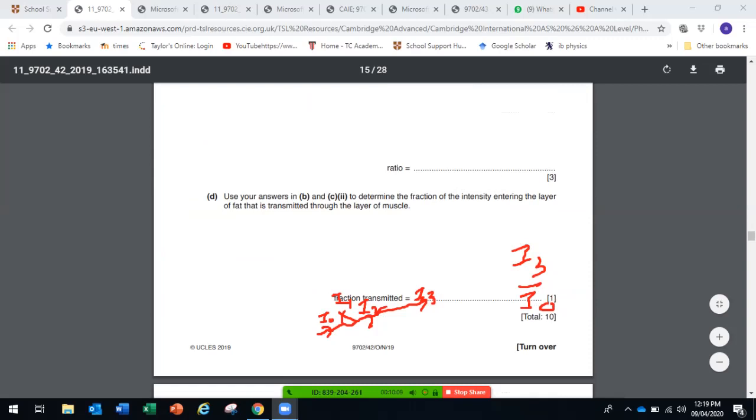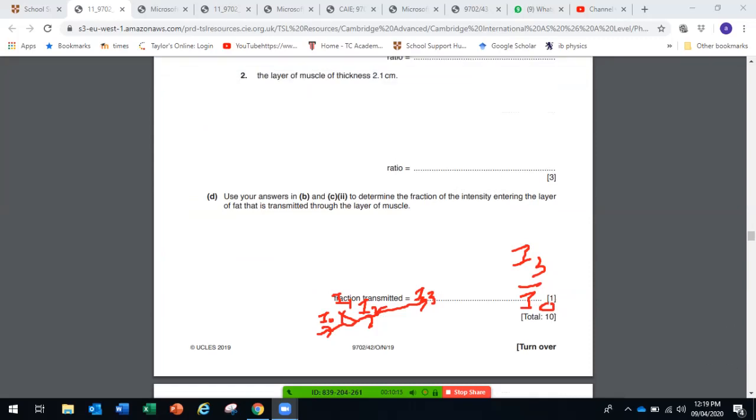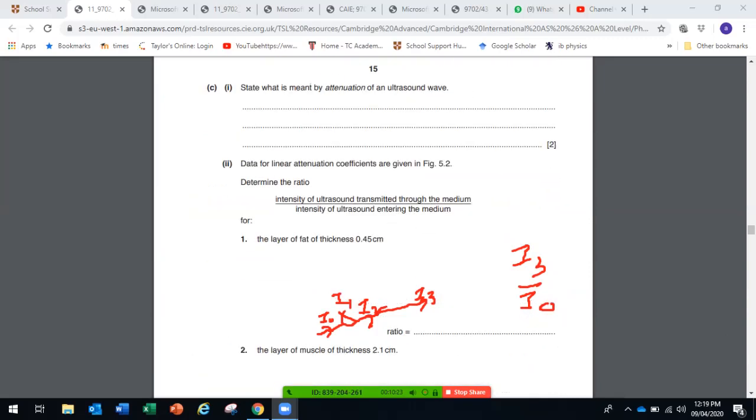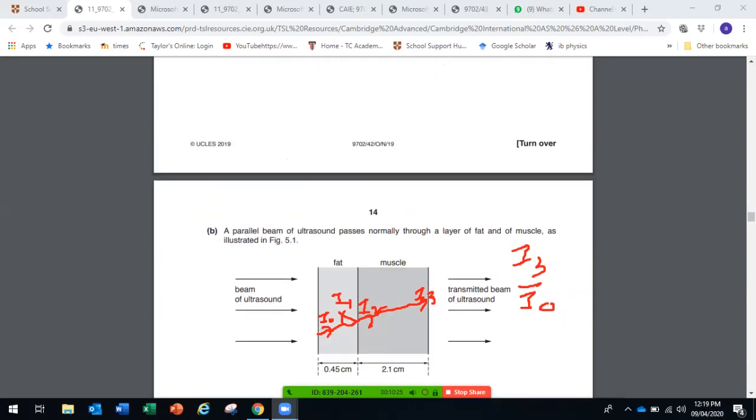Determine the fraction of intensity entering the layer of fat that is transmitting through the layer of muscle. Determine the fraction of intensity entering the layer of fat that is transmitting through the layer of. Yeah, the I3 over I0. Asking for I3 to the I0.